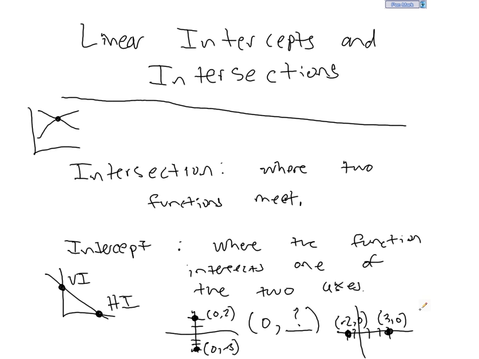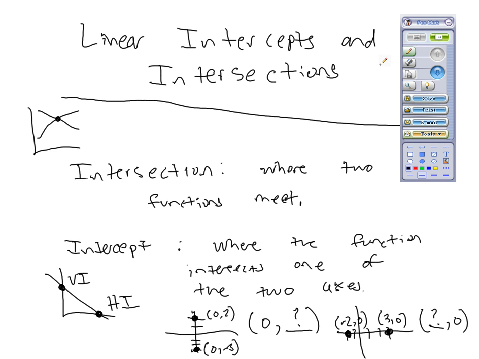So what's common among all horizontal intercepts? Well, it appears that they all have an output value of 0. That is, they don't go up or down, but where they are horizontally can vary from function to function.